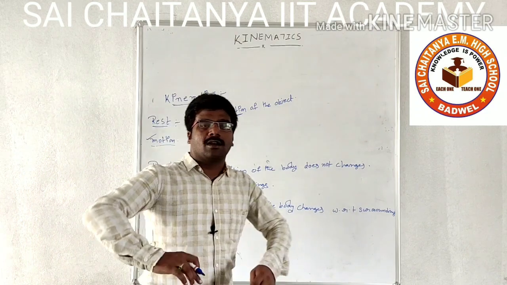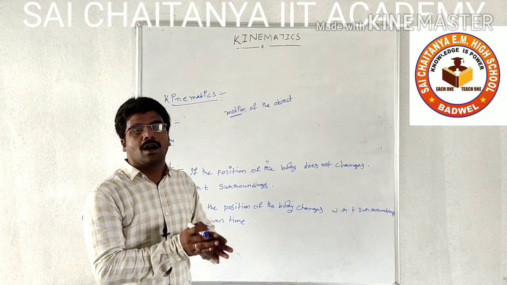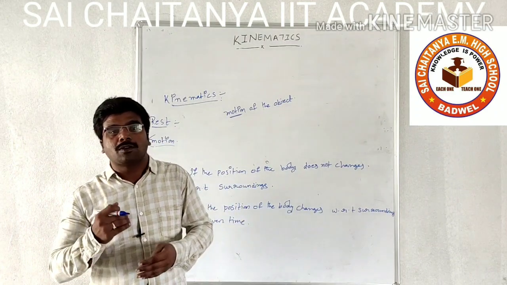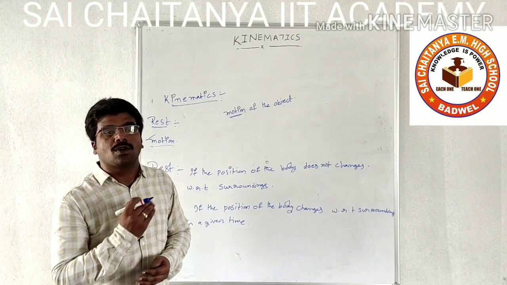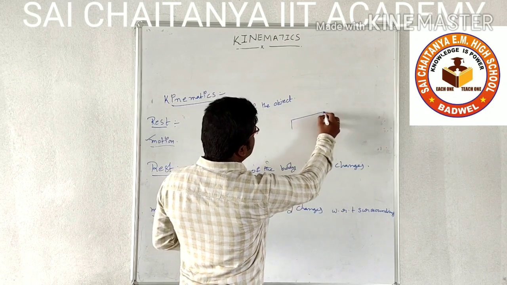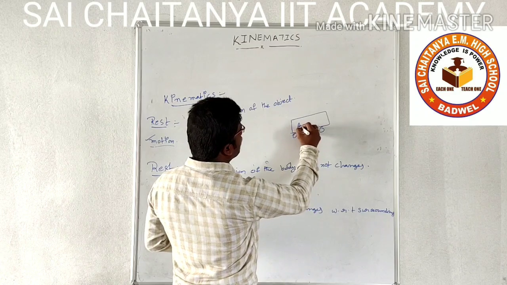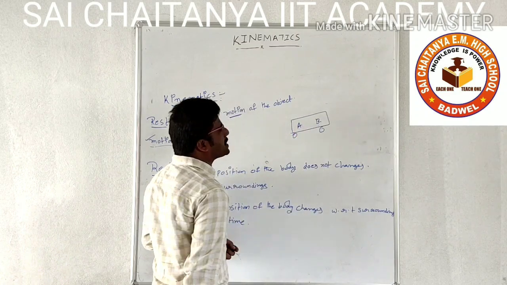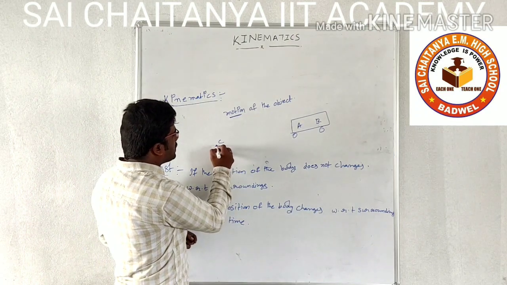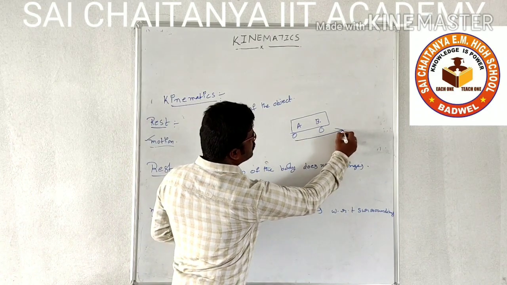Actually, we cannot exactly say whether a body is at rest or in motion. Sometimes a body which is at rest may appear to be in motion. We are going to observe that with a small example. Let us consider this is a vehicle. Let A and B be two persons sitting side by side, and C another person who is on the road. Let us consider the vehicle is moving like this.